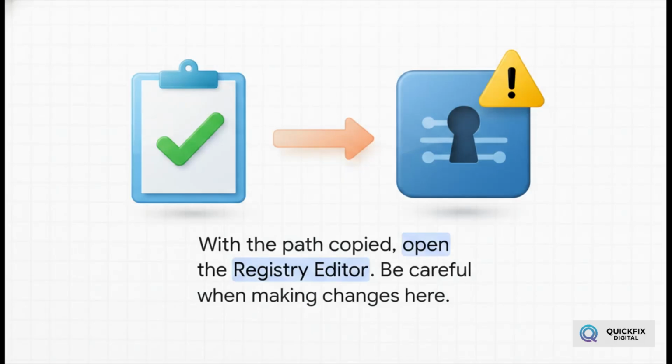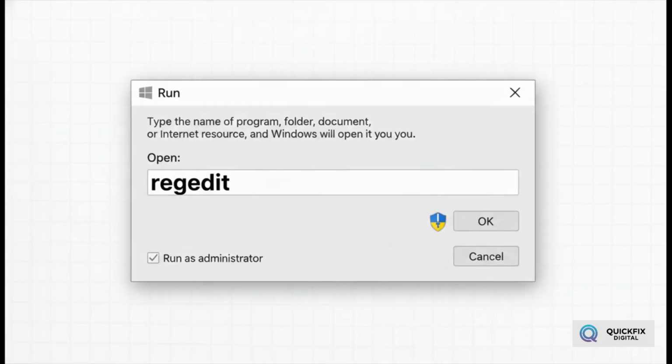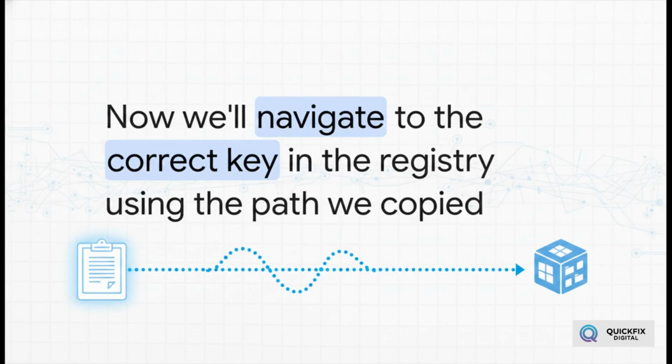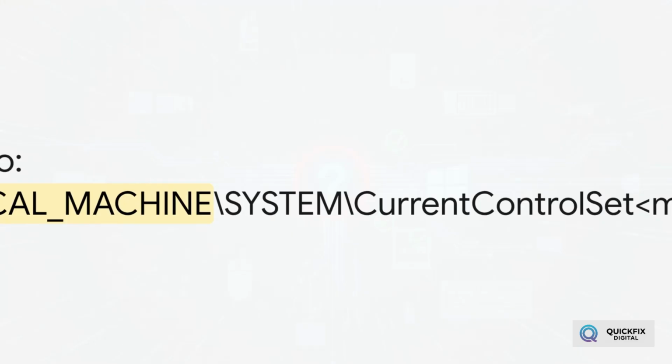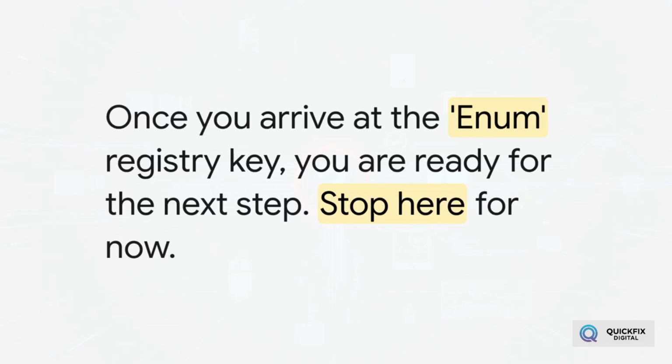All right, with that copied, it's time for the Registry Editor. A quick heads up, be careful in here. Just hit the Windows key plus R, type regedit, and press Enter to open it up. Okay, now we're going to use that path we copied to jump right to the correct key. So you'll want to navigate down this path all the way to the Enum folder. This is exactly where you need to be, inside the registry.